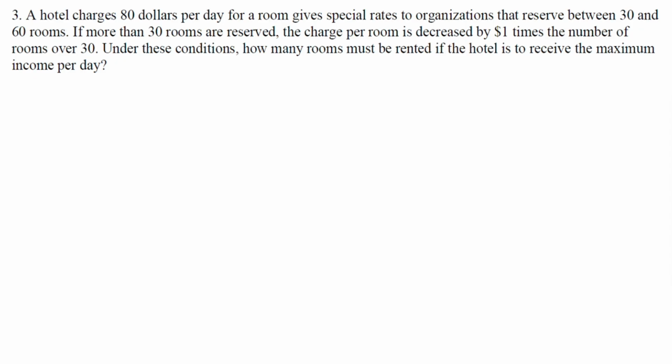So the way I like to look at these problems is if the change is only happening after a certain amount, and the change only applies to the rooms over that certain amount, whatever the context of the problem might be. It might not be rooms, it might be apples on a tree or something like that. I like to call x the number of rooms above 30.